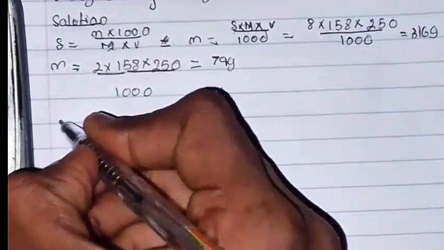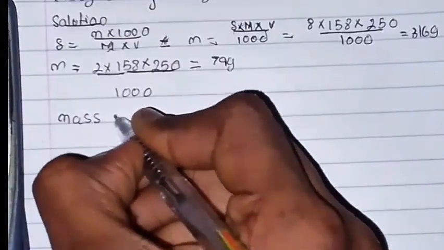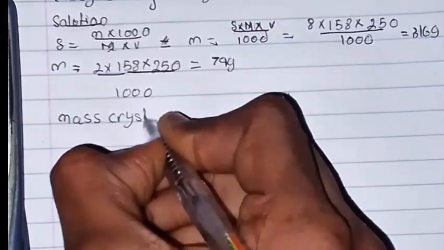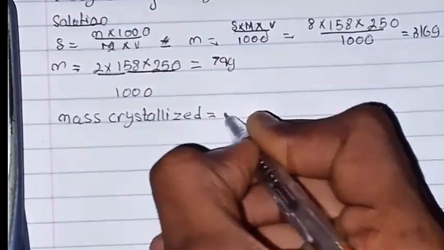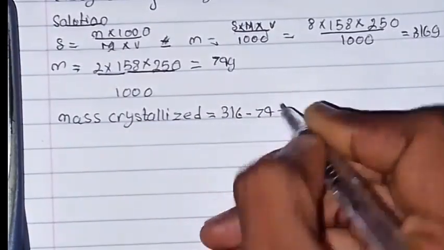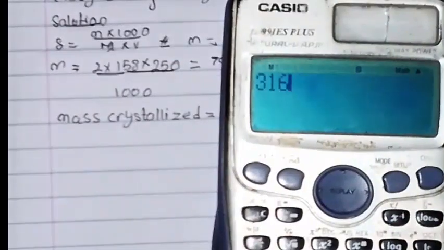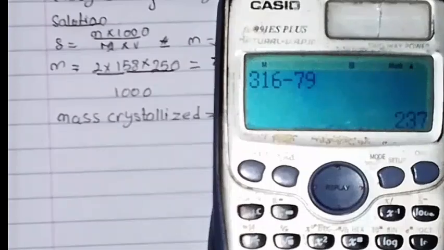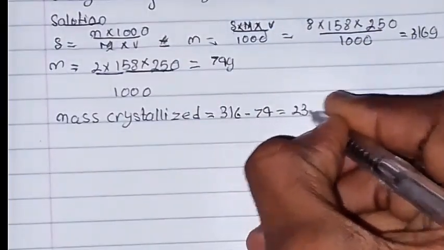So to find the mass that crystallizes, mass crystallized will be equal to 316 minus 79, that's 237 grams. So this is equal to 237 grams, and that becomes our answer.